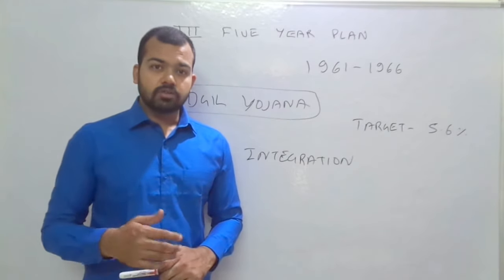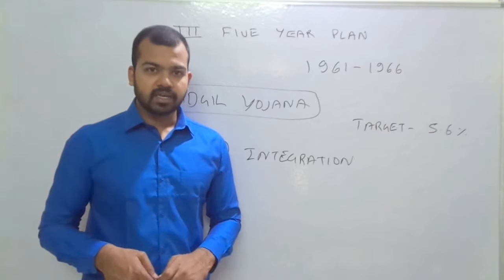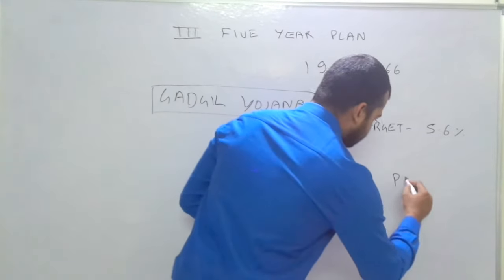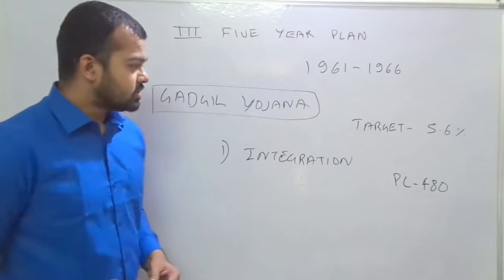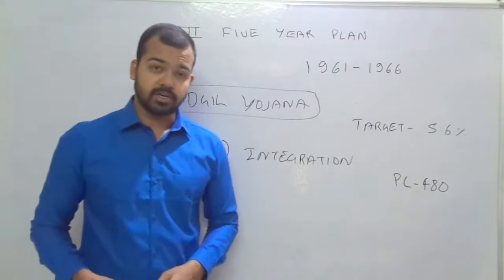On the other hand, we were also receiving food aid from the United States of America under the law that is popularly known as PL 480. That is Public Law 480 of the United States. India received a lot of food grains during this period.